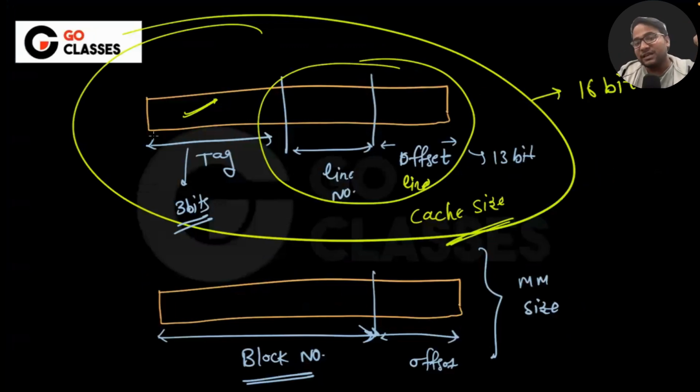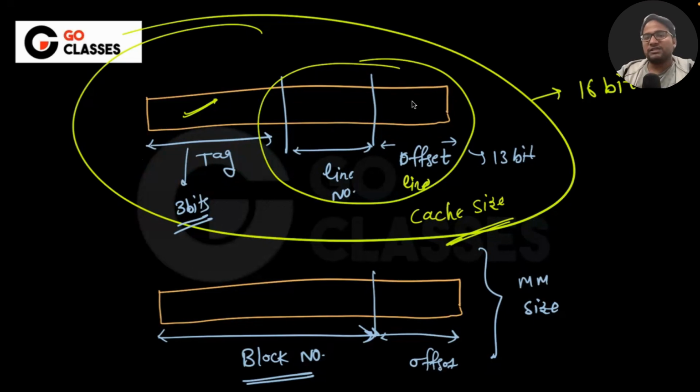This 3 bits means 2 to the power 3, right? Which means this 3 bits tells you what? That the main memory is 8 times bigger than the cache, isn't it? Because 8 blocks are mapping to one line. See, this 3 bits is telling you that main memory is 8 times bigger than the cache.